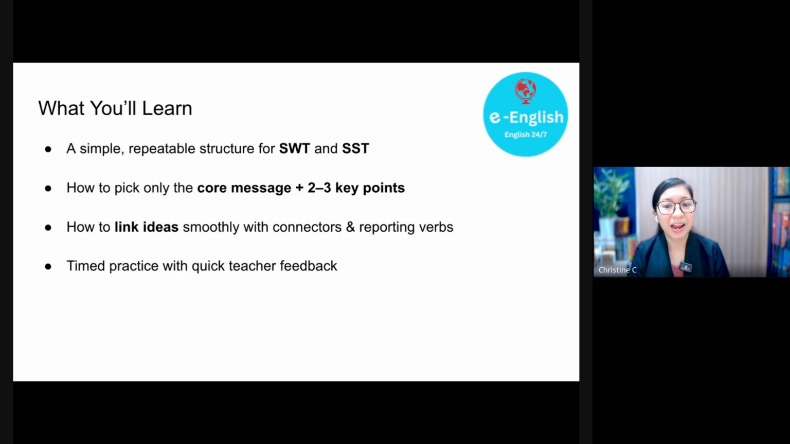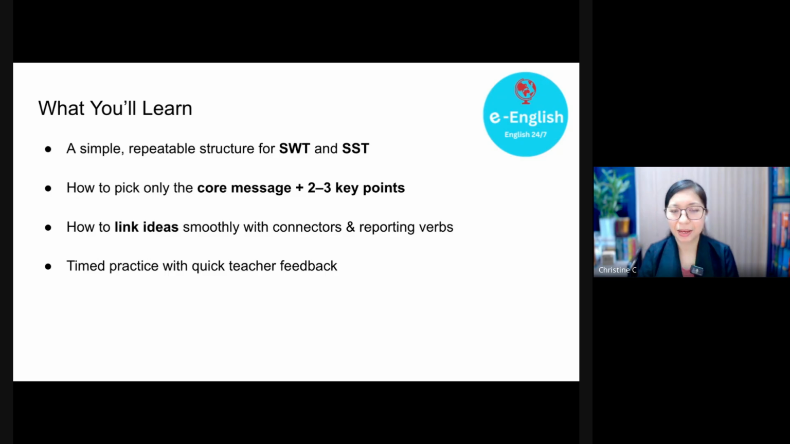We're also going to learn how to link ideas smoothly with connectors and reporting verbs. Okay, so you've probably learned about what connectors are, what reporting verbs are. If you were here in our previous workshops, we've had workshops on writing, linking words and connectives are essential in writing, and we're going to practice using them again today. For reporting verbs, this is something also very useful when restating what you've heard. So this is also useful for the listening tasks and summarizing spoken text.